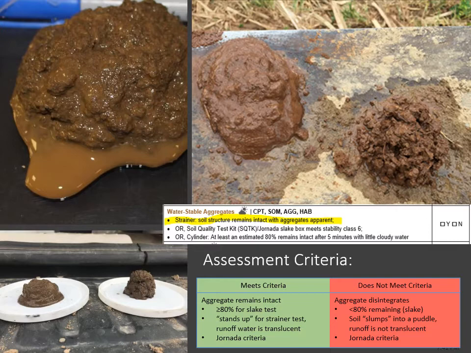So you can't do it in the field like you can with the slump assessment. So what we want to think about for meeting assessment criteria for the strainer test is that we want it to stand up. We want to see the runoff water be translucent, and think about the things that I talked about. We don't want to see water pooling between the aggregates. We want to see those aggregates holding their shape and not melting away. Those are the things that we want to see when we talk about meeting assessment criteria.